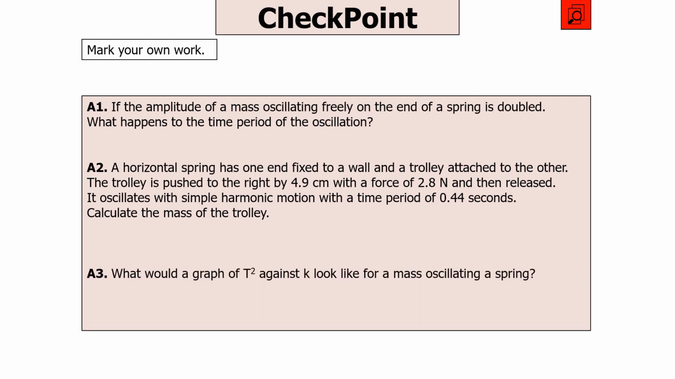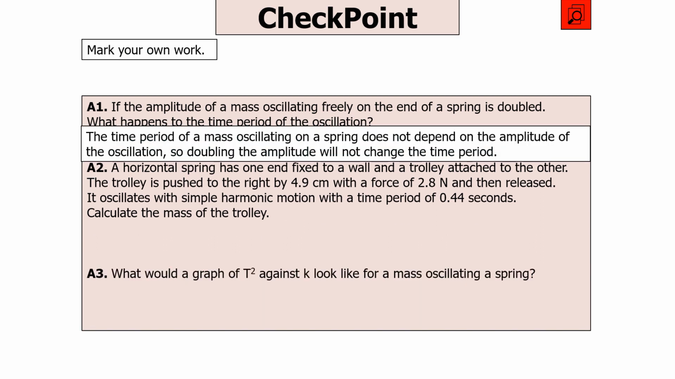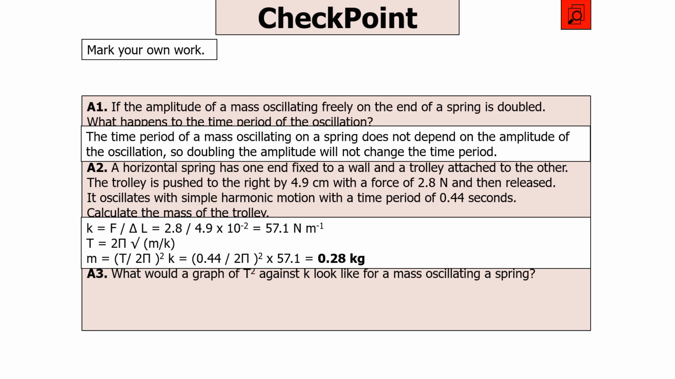Right, so you'll notice that the time period of a mass oscillating does not depend on the amplitude of oscillation. T does not have a value of A in this equation, so the amplitude would not change the time period. Now we're given the force and we've got our extension, so we can say k is equal to F over delta L. Remember we turn centimeters into meters, so we get k to be 57.1 newtons per meter. For a mass spring system, T equals 2 pi times the square root of m over k, so you can rearrange it, make m the subject, pop in all the values, and you get 0.28 kilograms.